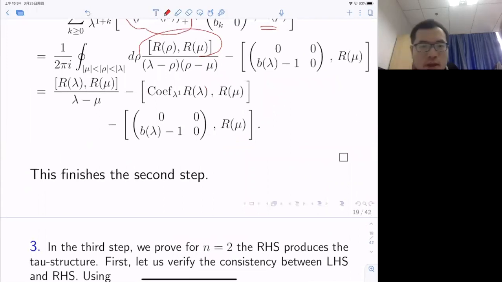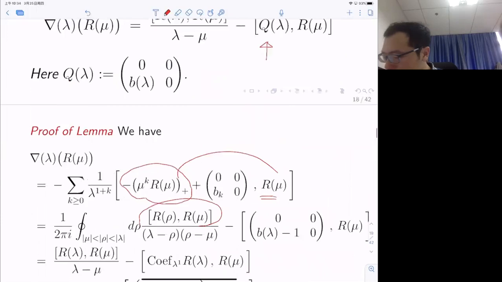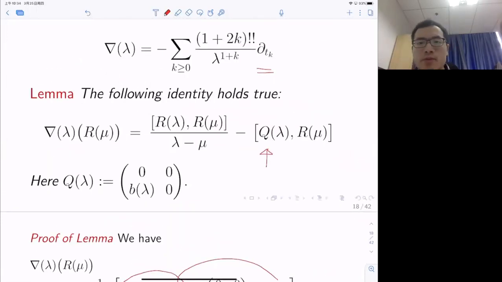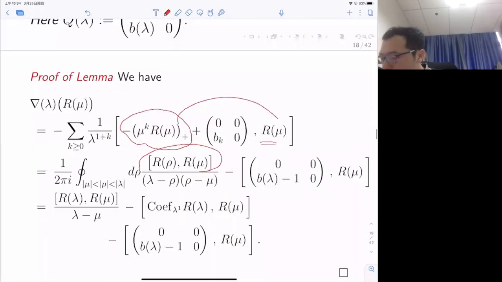So we gave a new alternative form of this matrix resolvent, and also we gave the evolution of the matrix resolvent with respect to any time, and also the generating series.